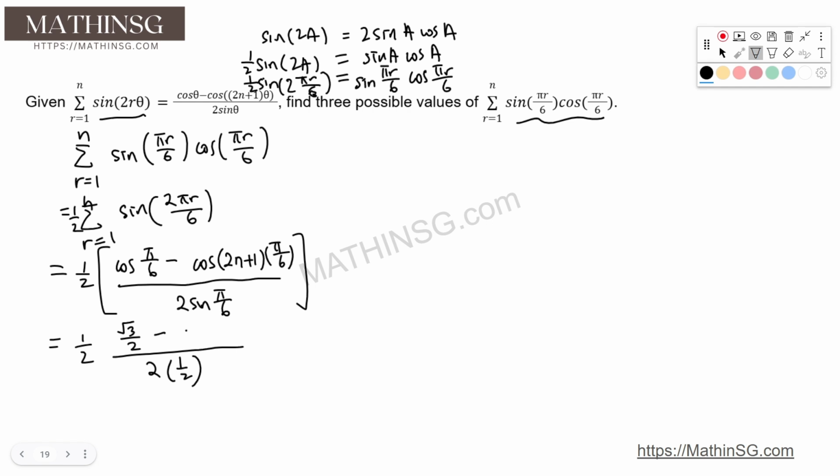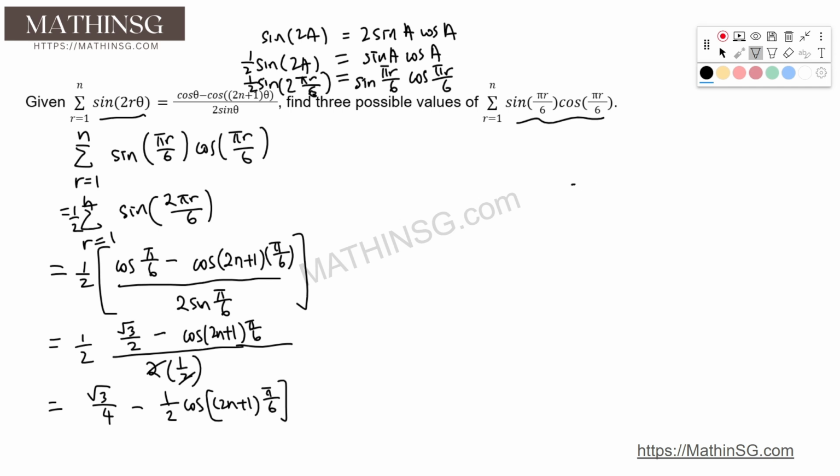So this is 2 times half. Then I have cosine (2n+1)π over 6. If I simplify, this one is basically just 1. So I have half times root 3 over 2, which is root 3 over 4, minus half cosine (2n+1)π over 6. So the one that will give 3 possible values is this portion here.